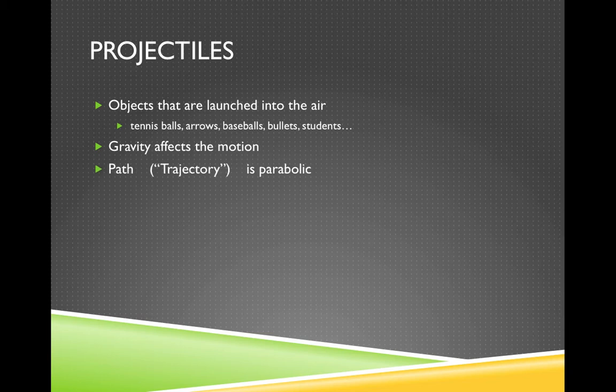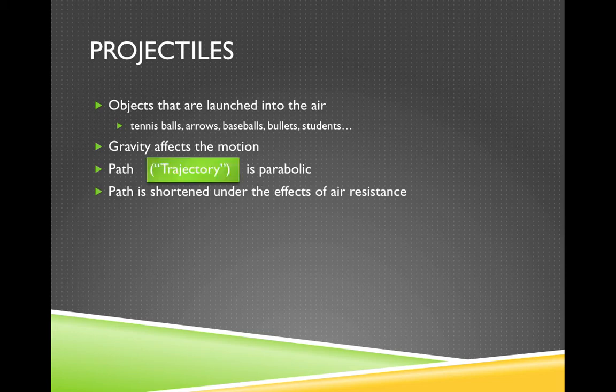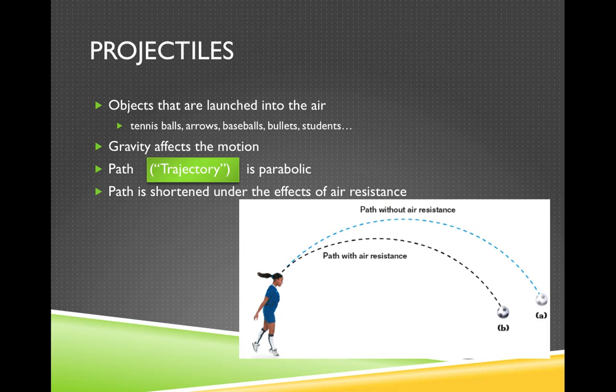The path, or the trajectory of a projectile, is parabolic. It is shaped like a parabola. The path is shortened under the effects of air resistance. So you can see in the diagram, the blue path, the blue trajectory, is without air resistance, and the black path of the soccer ball is the trajectory with air resistance. The ball does not go as high, and it does not go as far.